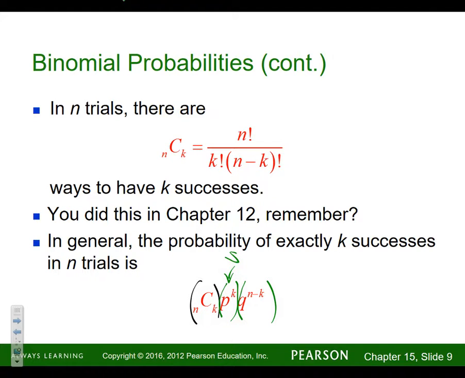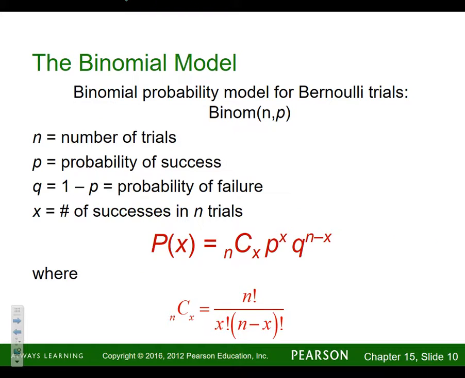And I'll walk through a couple of examples. We'll make them up. Oh, here's some vocab for you there. Same thing. N is the number of trials. P is probability of success. We'll call Q the probability of failure.